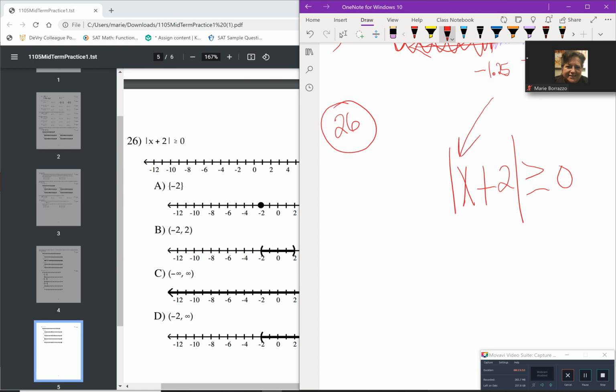If I substitute in, for example, negative 2, negative 2 plus 2 is equal to 0. If I substitute in negative 16, hypothetically, this will give us absolute value of negative 14, which is positive 14, which is greater than or equal to 0. Obviously, any number would give me a value greater than or equal to 0. So that's why I said it's obvious that this would be negative infinity to infinity. Answer choice C.